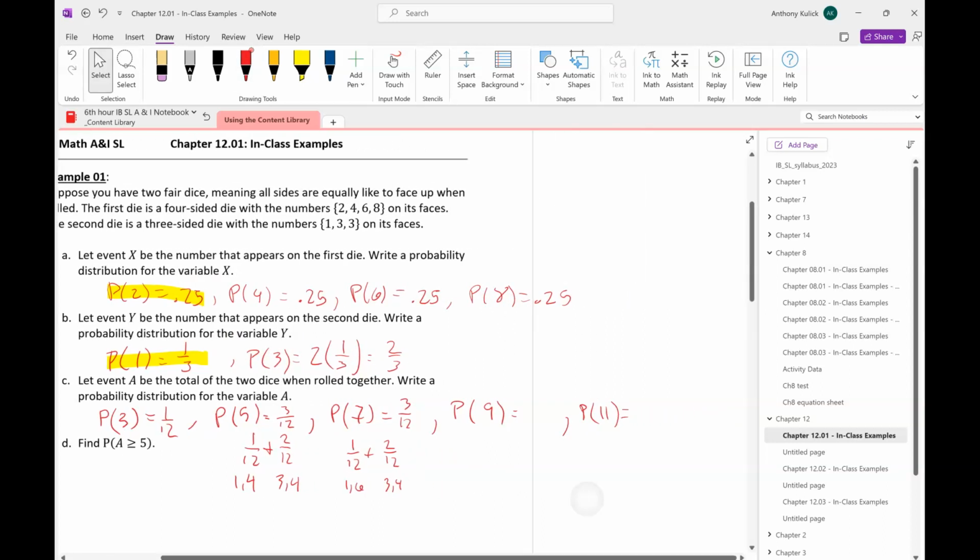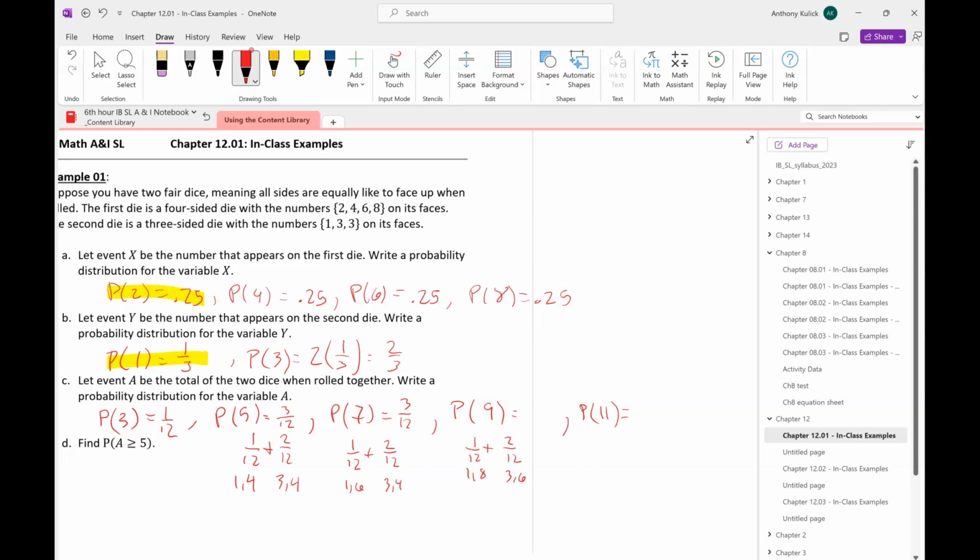Okay. How about 9? 1 and 8 for 1/12. Okay. Plus 2/12s is 3 and 6. Okay. And then 11. 2/12s only. The only way to get that is 3 and 6. Okay. And if we add those together, we do get 12/12s. So at that point, we're pretty satisfied, right?